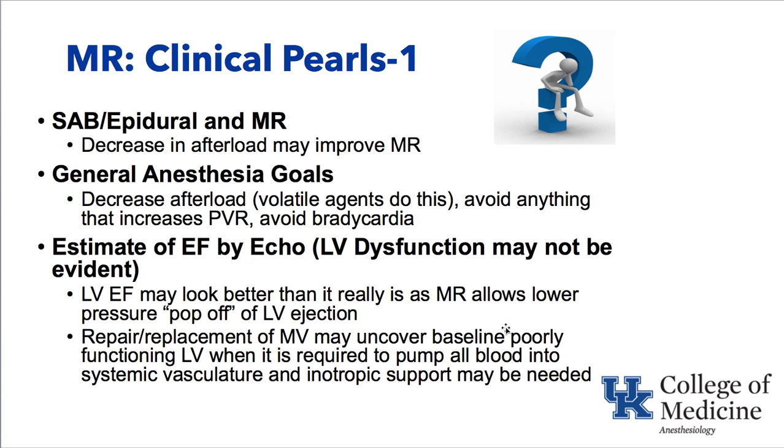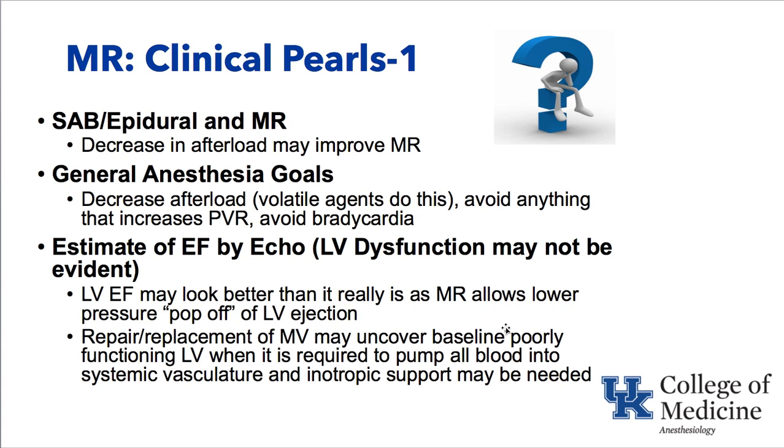So some clinical pearls. One, putting in a spinal or epidural is usually not a big deal. Decrease in afterload may actually improve the MR, reduce it. In our general anesthesia goals, we want the afterload to go down, and our volatile anesthetics do that. They're vasodilators. And we want to avoid anything that increases pulmonary vascular resistance. If blood is already going backwards into the pulmonary system with high pressures, we don't want to raise the pulmonary pressures higher with hypoxia, hypercarbia, hypothermia, light anesthetic state, vasoconstrictors, etc. And keep the heart rate relatively fast.